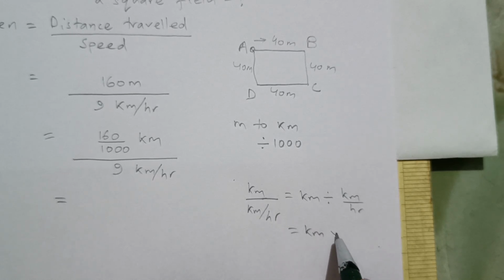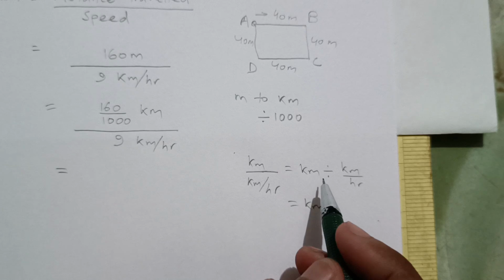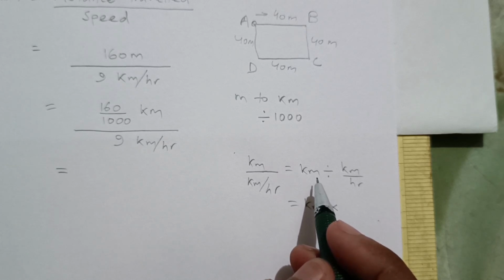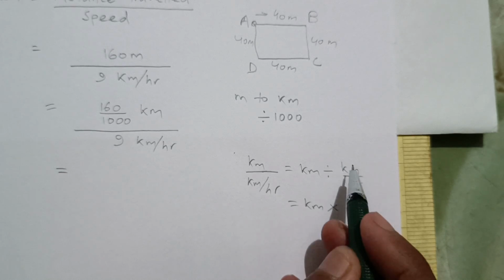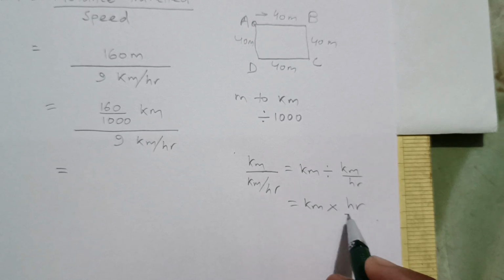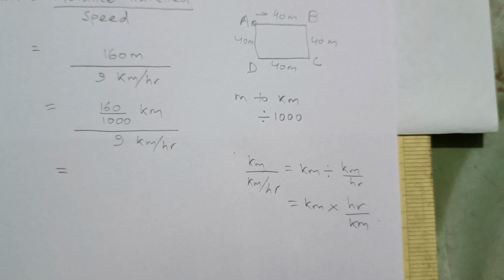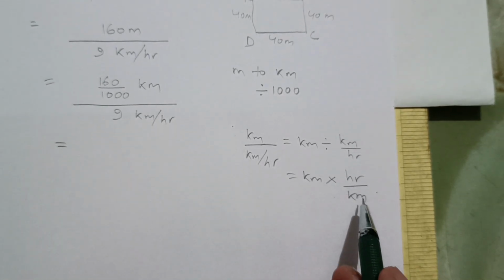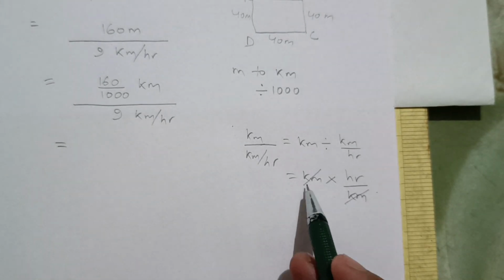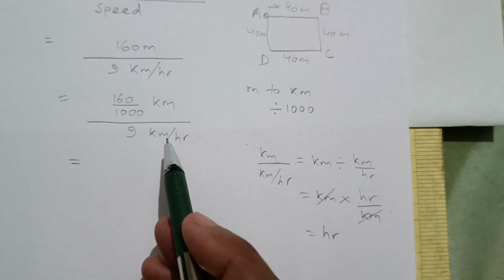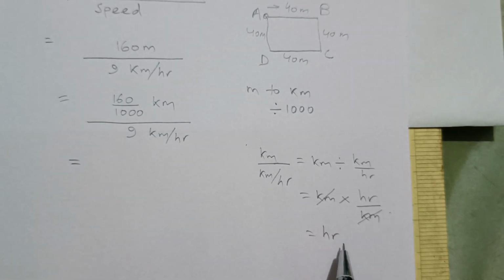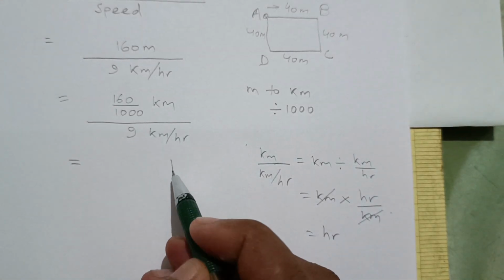This division I can convert into multiplication, just like what we did in fractions. Just remember your concepts of fractions. So kilometer divided by kilometers per hour is kilometer into the reciprocal of this, hour upon kilometer, just like we did division of fractions. So kilometer and kilometer cancel, and we are left with hours. So kilometer divided by kilometers per hour is hour. So this unit will become hour.